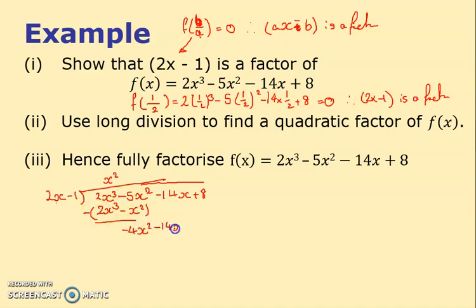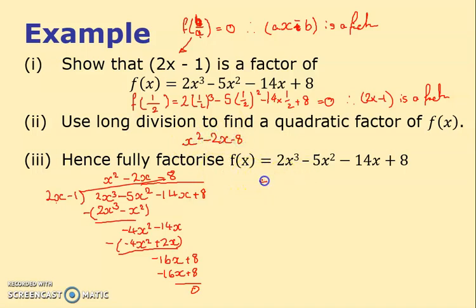Bring down the 14x. 2x times by minus 2x gives me a minus 4x squared when I multiply, plus 2x. Put it in a bracket to remind me to take it away. Dead easy to make this 12, but minus 14 minus a 2 is minus 16x plus the 8. And I reckon that is times by minus 8, which gives me minus 16x plus 8, which is of course 0. So I have found my quadratic factor. It's x squared minus 2x minus 8.